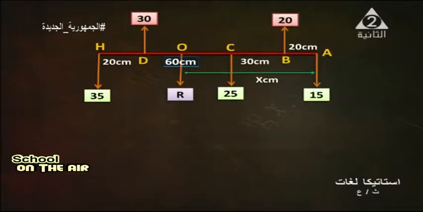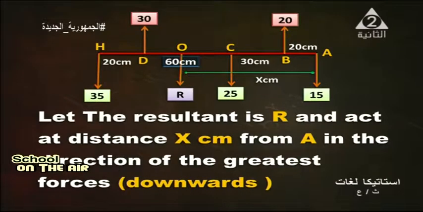Look, my dear student, in the opposite figure, we suppose the resultant is R and acts at a distance x centimeter from point A in the direction of the greatest force. What is the greatest force? We know that the resultant of the forces must lie in the same direction as the greatest force. We have two forces up and three forces down. The summation of the two forces up, 20 plus 30, equals 50 Newton.